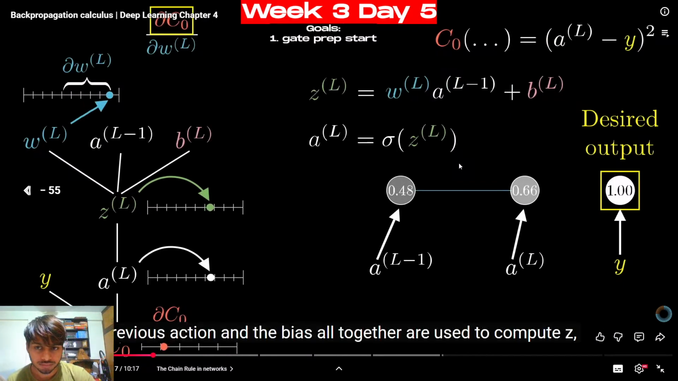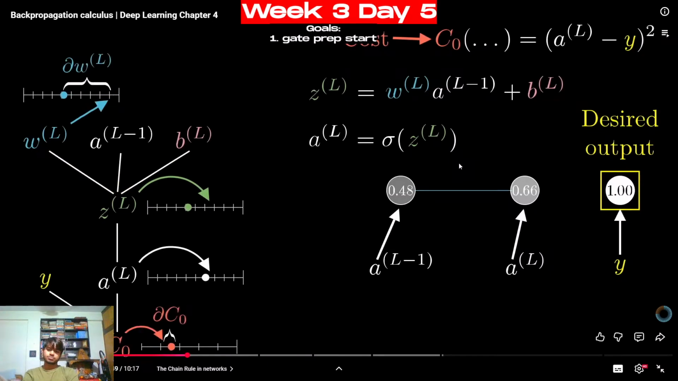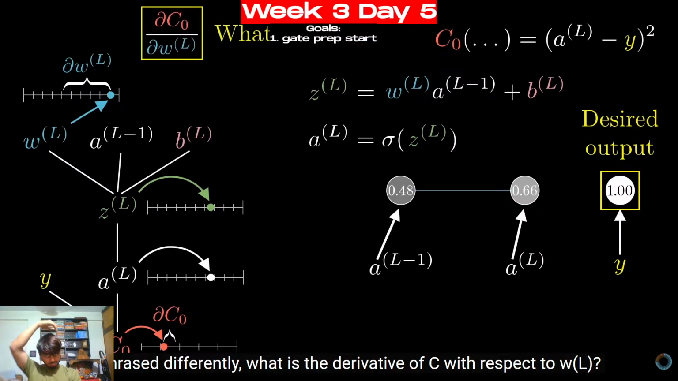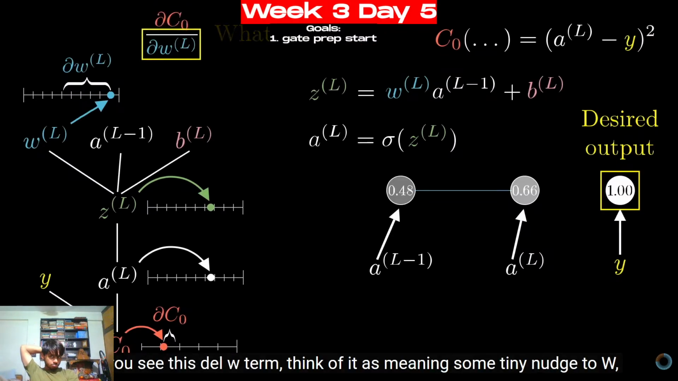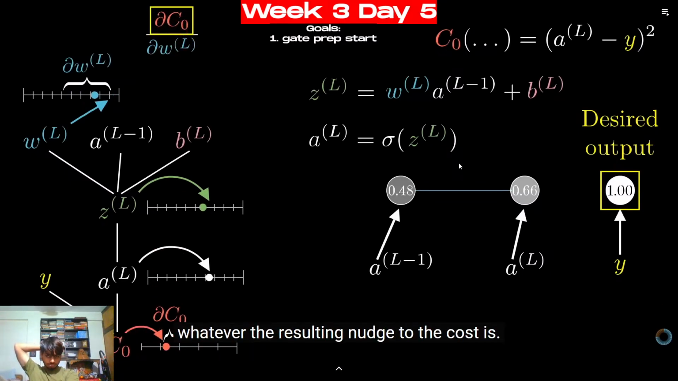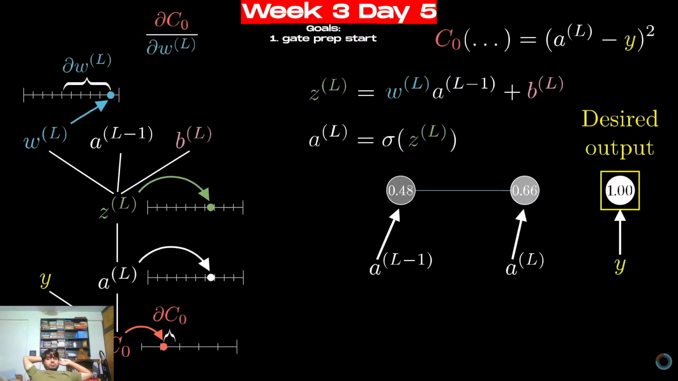Our weight, WL. Or phrased differently, what is the derivative of C with respect to WL? When you see this del W term, think of it as meaning some tiny nudge to W, like a change by 0.01, and think of this del C term as meaning whatever the resulting nudge to the cost is. What we want is their ratio.